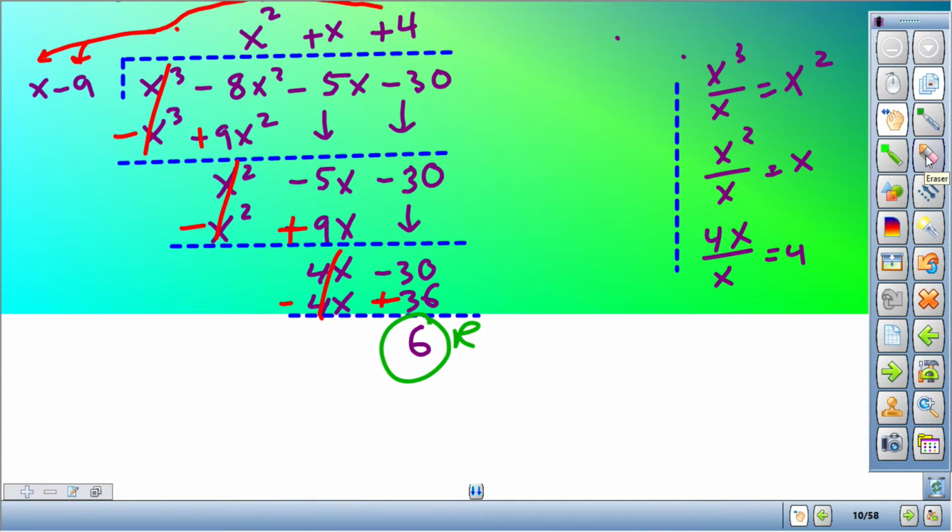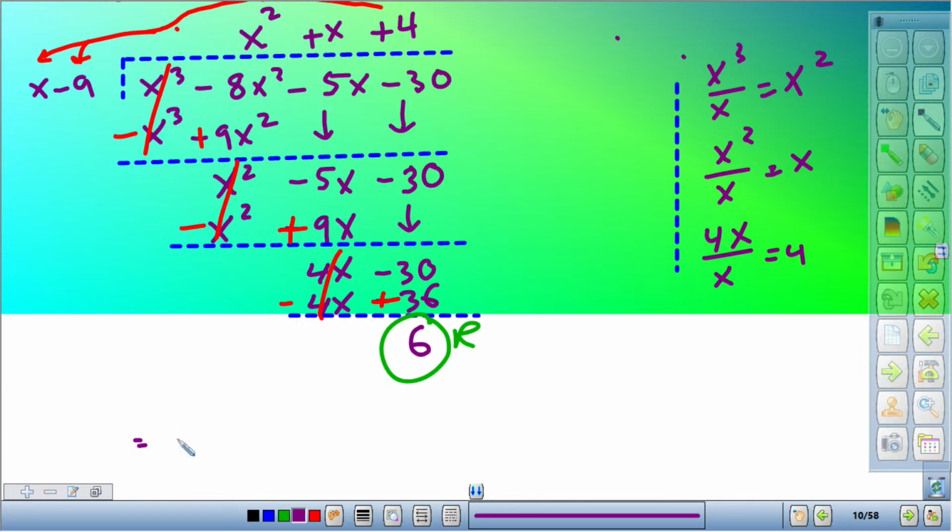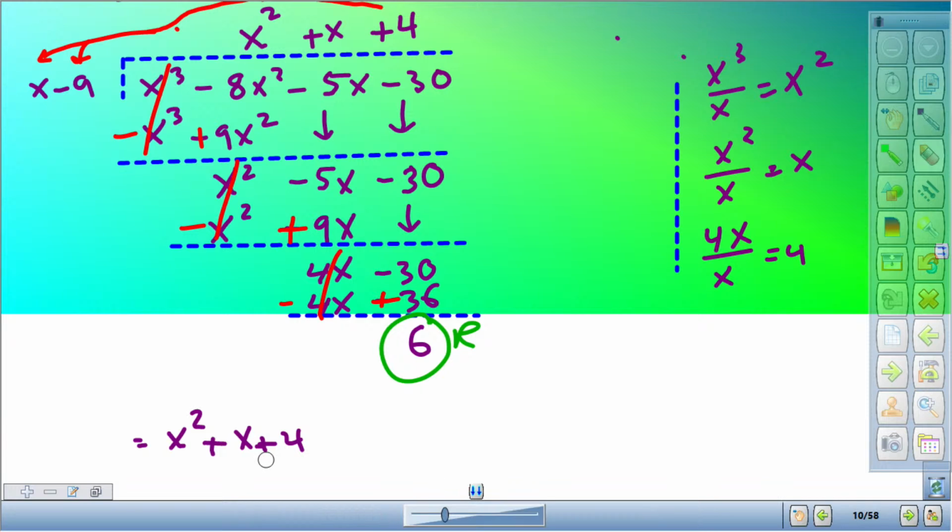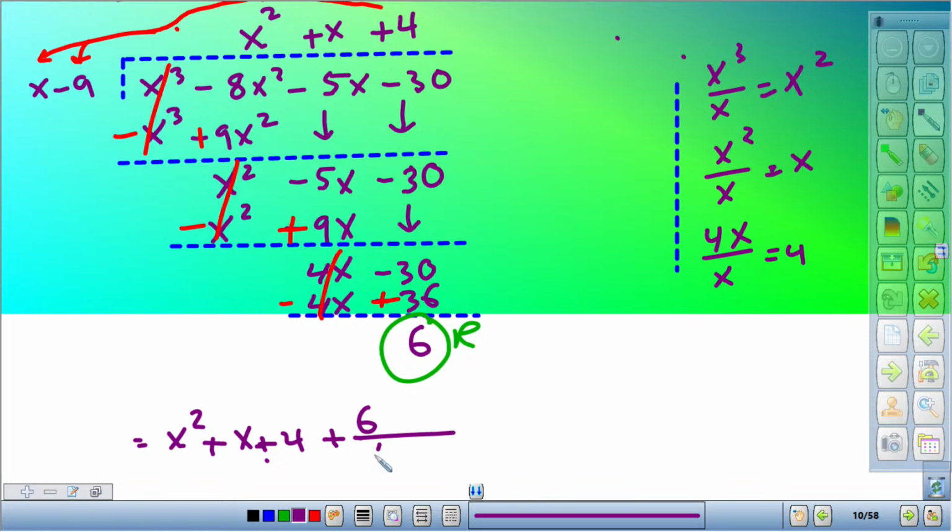Okay? And the way you write this is simple. You just have to look at your quotient. So you're going to start with the quotient here, which you're going to say equals x squared plus x plus 4. Okay? Plus x plus 4. And then you're going to say plus the 6, that's the remainder, divided by whatever is your divisor, x minus 9.